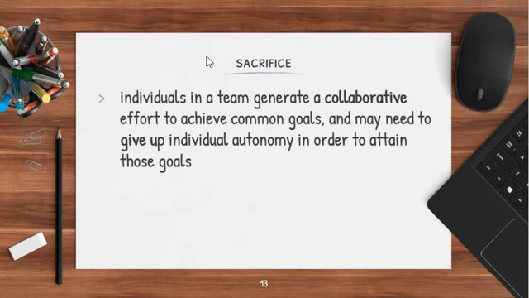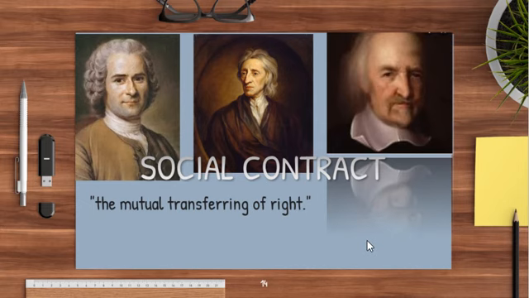So a very important word here for us to remember, for us to work in a team properly, is the word sacrifice. Individuals in a team generate a collaborative effort to achieve common goals and may need to give up individual autonomy in order to attain their goals. This is very much what the social contract theory is talking about by some of our philosophers. We have three philosophers in here, and they have a common understanding on what they call the social contract. But in the different versions of the social contract, what is so interesting here is the mutual transferring of right.